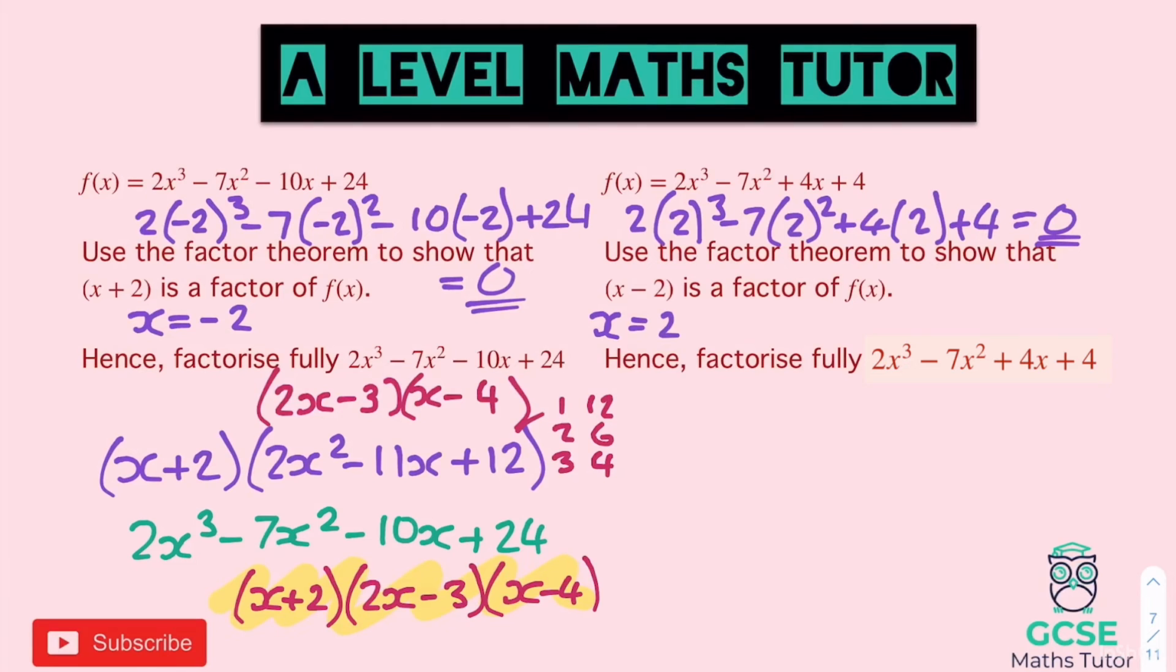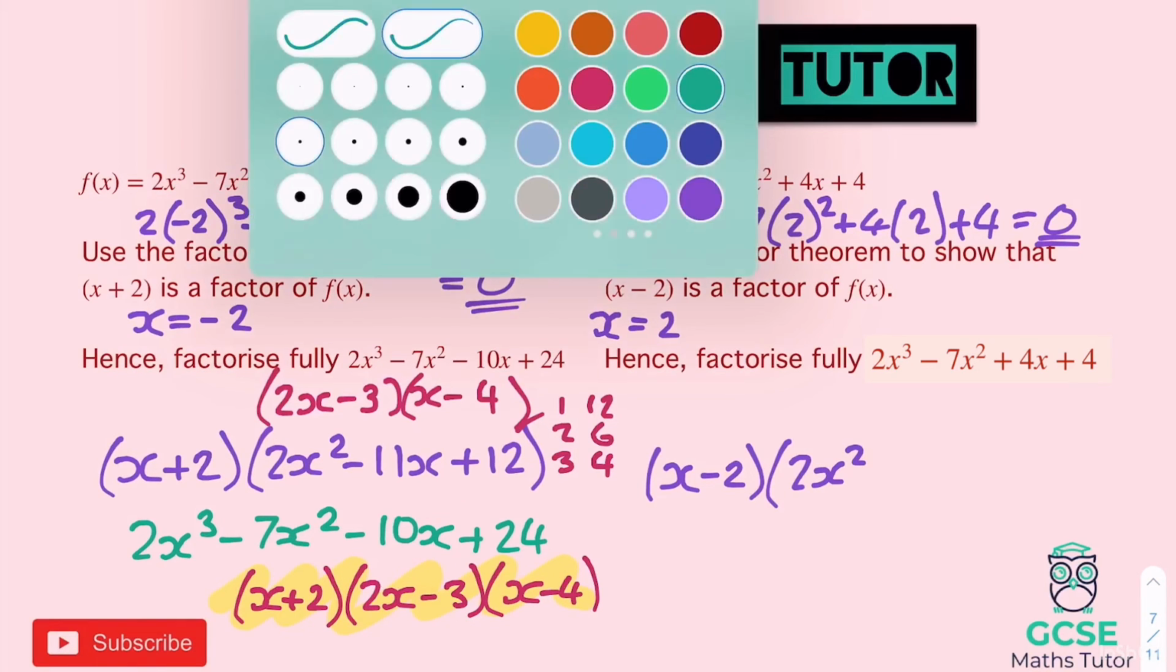Okay, so moving on to factorising it then, we know that x minus 2 is a factor. There we go, so x minus 2, and let's have a look at what goes on the inside. So we want to get to 2x cubed, so we need a 2x squared in there. Let's have a look at this. Right, and then if we expand that out, let's have a look.